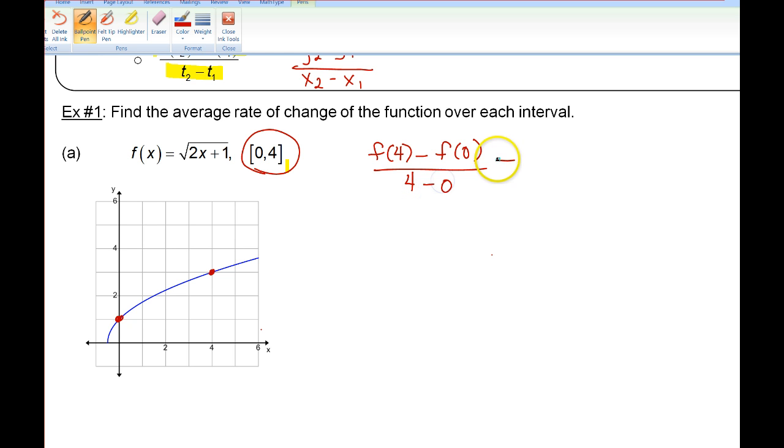We'll get to that. Okay, so we want f of 4 minus f of 0 over 4 minus 0. I think this is t1, this is t2. Good? So what's our function? Well, it's square root of 2x plus 1. So just plug in 4. So we get square root of 9, minus, right, 4 here, you get 2 times 4 is 8 plus 1.